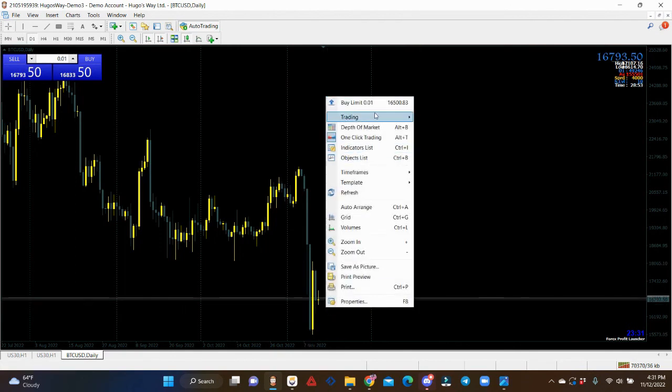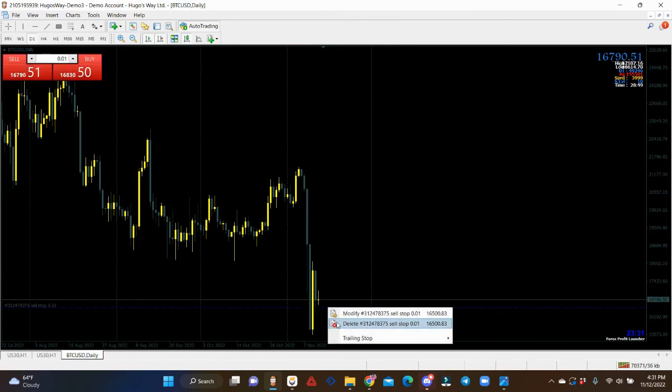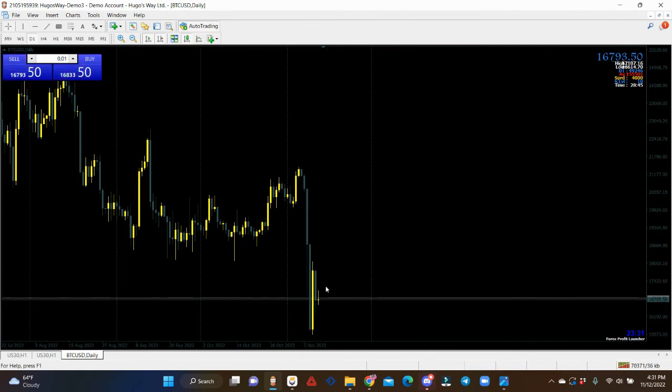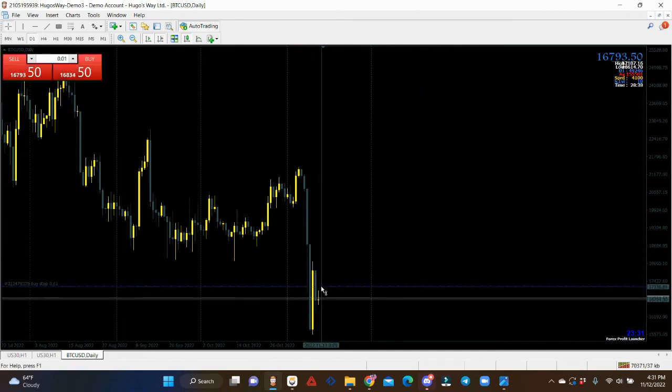It says buy limit, but I can go to trading, boom. Now I can set a sell stop right there. Same thing if I want to place a buy stop: I'll right click, go to trading, buy stop, click it, boom. Now it's automatically there.